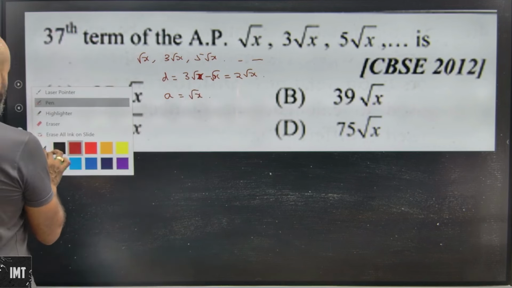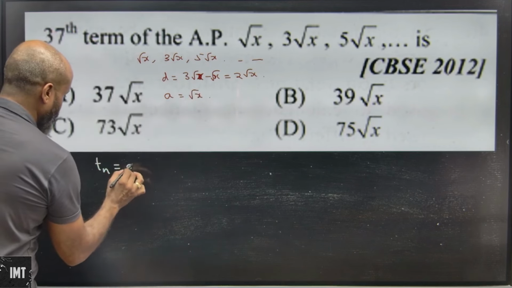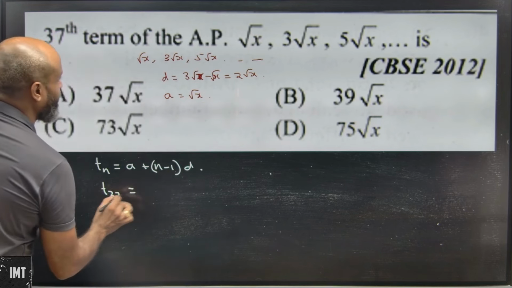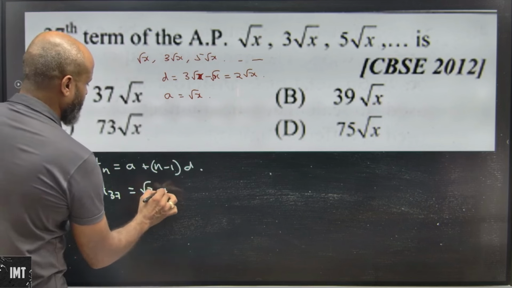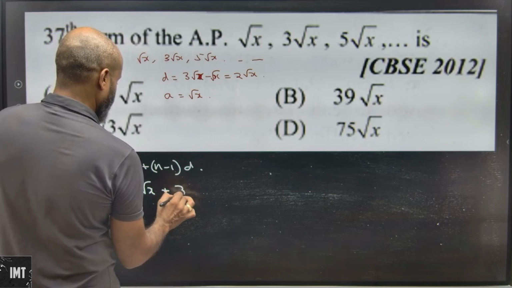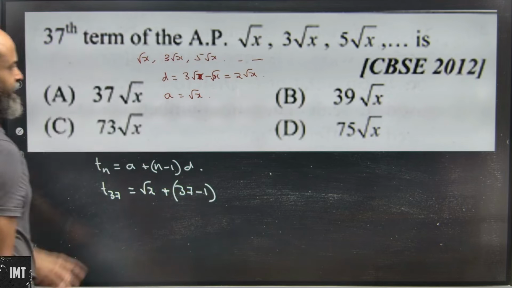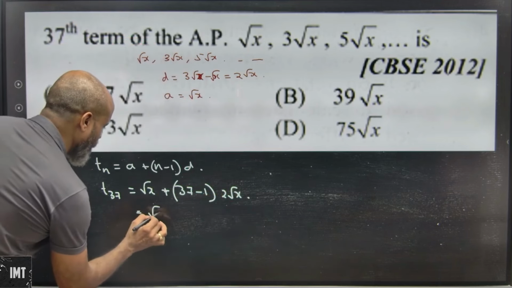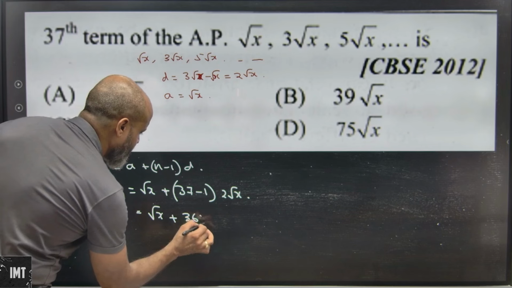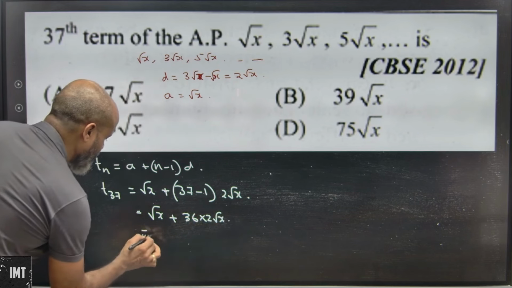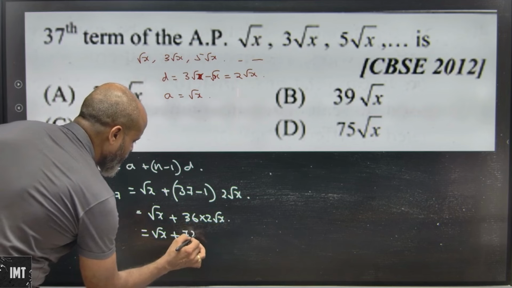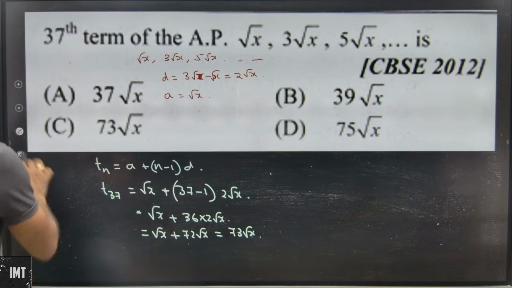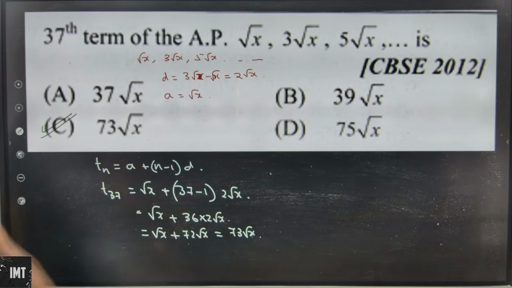So what is the 37th term? Tn is equal to a plus (n minus 1) into d. So T37 is equal to a, that is root x, plus (37 minus 1) into d, that is 2 root x. So that gives you root x plus 36 into 2 root x. That becomes how much? Root x plus 72 root x. So this will be 73 root x. So option C is going to be the correct answer.